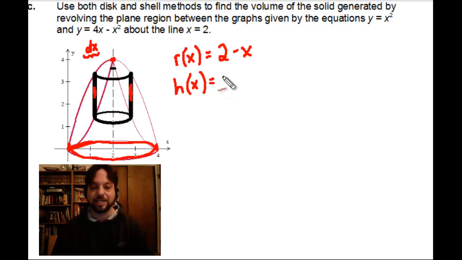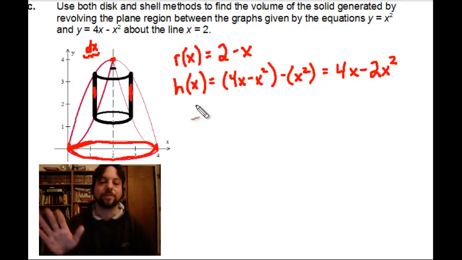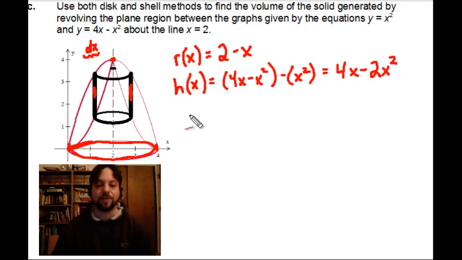The top function in each case is just 4x minus x squared. And the bottom function in each case is just x squared. So what that tells us is that the height of each of these cylinders is just going to be 4x minus 2x squared. And we now have all the information we need in order to set up the volume formula for the shell method. It'll look like this.